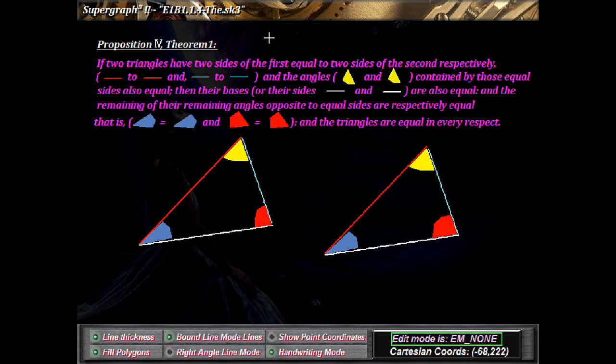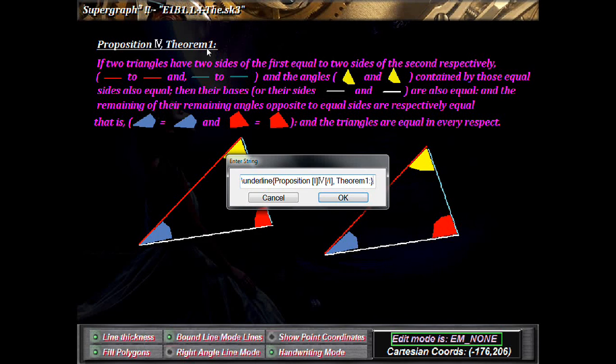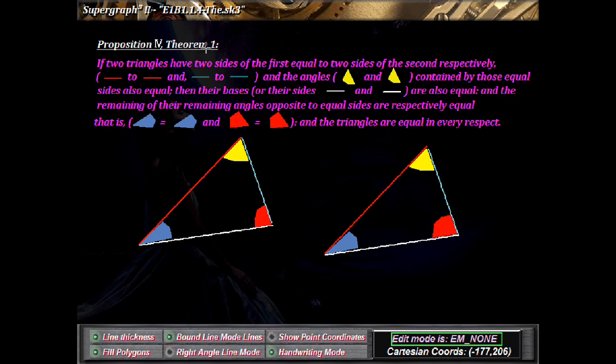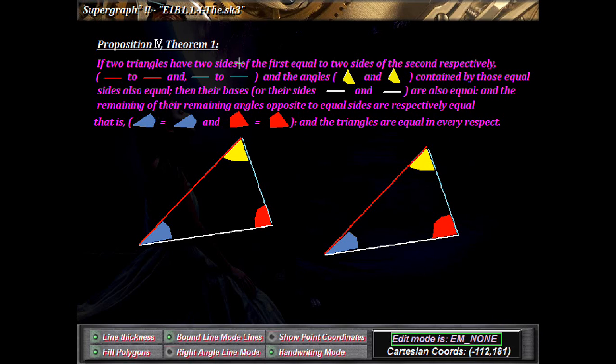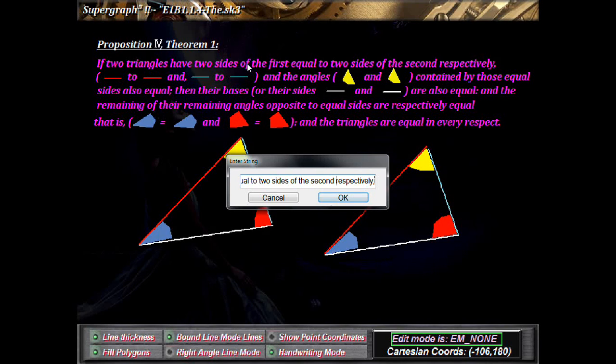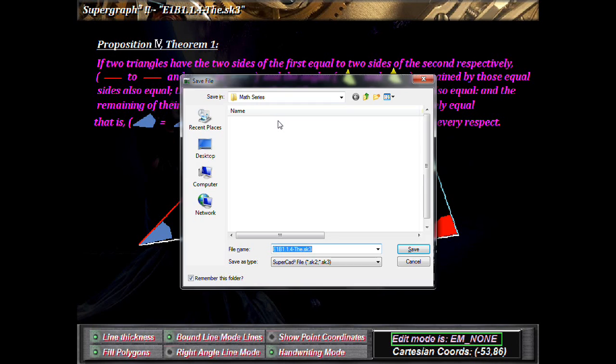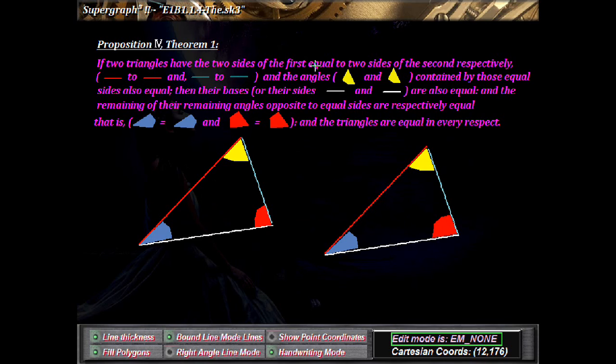Proposition 4, Theorem 1. Yes, missing space? Yeah. If two triangles have two sides of the first equal to two sides of the second, respectively. No, I reworded that slightly. I should probably reinsert. If two triangles have the two sides of the first equal to two sides of the second, respectively.